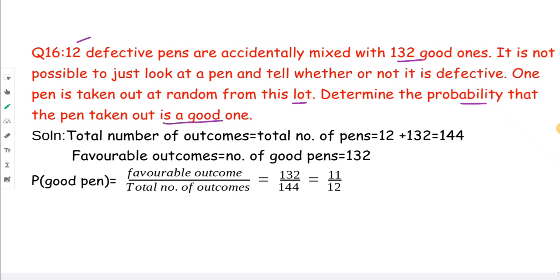So let's find the total number of outcomes. We'll get it from the total number of pens, right? Both the defective and the good pens together, how much do we get? Total number of outcomes is 144.